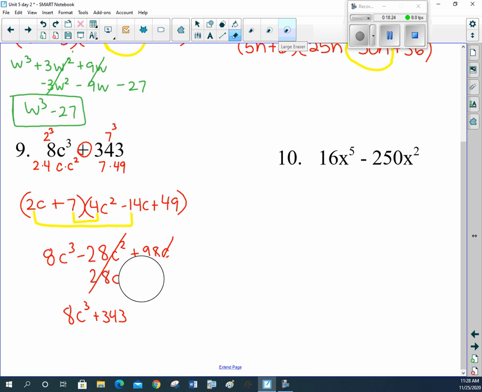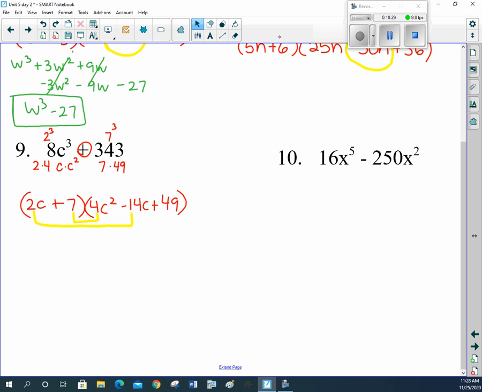One last one over here. I'll just erase all that step right there. So over here, we've got 16x to the fifth minus 250x squared. Do I have a GCF? I think they've both got an x squared, and I think they're both even, so I'm going to go with 2x squared. So I'm going to take my 2x squared out. I'm going to have 8x to the third minus 125.